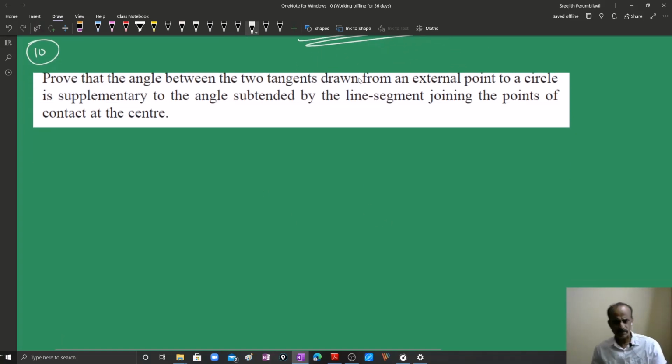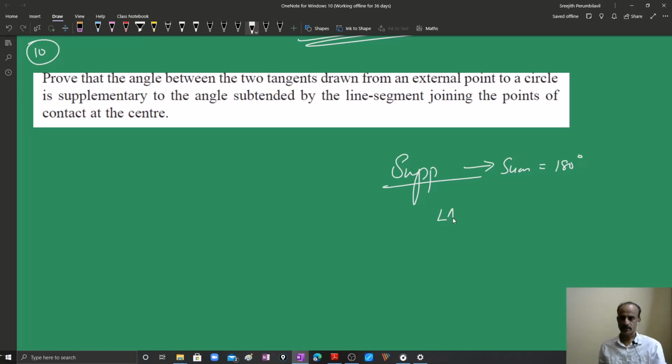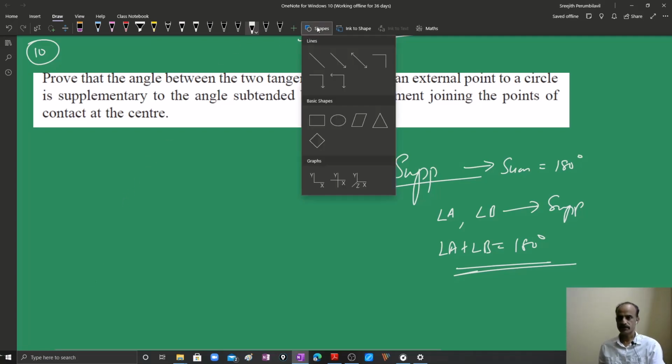Two angles are said to be supplementary if the sum of the angles is equal to 180 degrees. Angle A and angle B are called supplementary angles if angle A plus angle B is equal to 180 degrees. We prove that the angle between two tangents drawn from an external point to a circle.